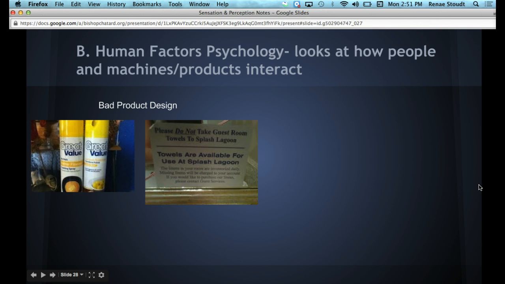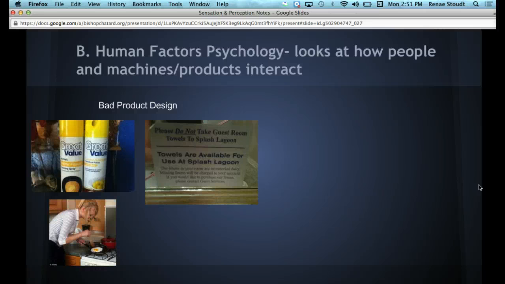Other examples. I like this one. It says, please do not take guest room towels to Splash Lagoon. Towels are available for use at Splash Lagoon. The linens in your room are, it says, inventory daily. Have you ever been to a hotel where they have a water park or something like that? They don't want you to take the hotel towels. It's like, really?